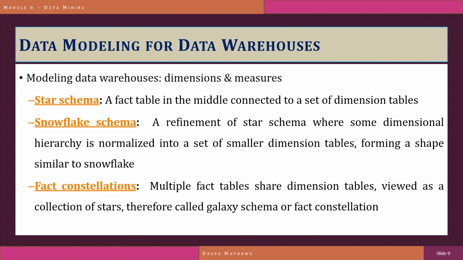Multiple fact tables sharing dimension tables can be viewed as a collection of stars and therefore it can also be called galaxy schema or fact constellation. So we'll have three models: star schema, snowflake schema, and fact constellations. Let us look into each schema in detail.